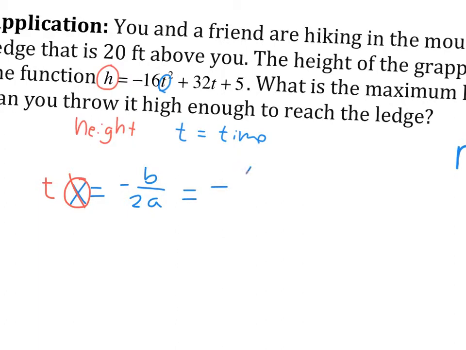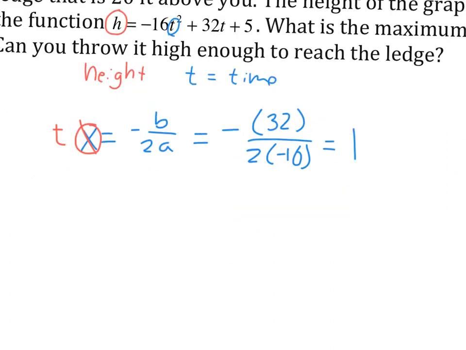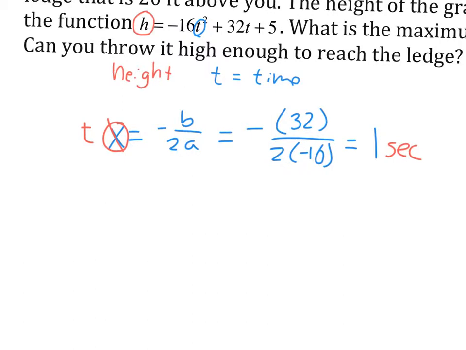Well, my b is 32, so I plug that in. My a is negative 16. Double negative here is positive. And what did I just get? Please discuss. So we see here that this makes sense. So far, at 1 second, this is the highest it gets to, the grappling hook. We also know it can't be negative because I'm not going backward in time. So now I take the 1 second and substitute in to my original function.